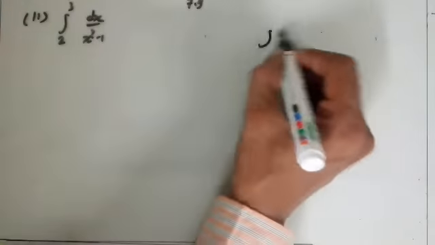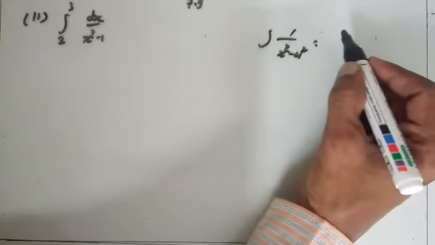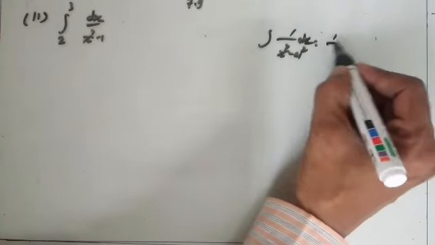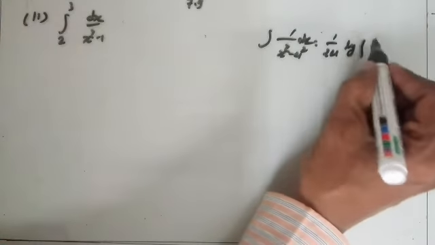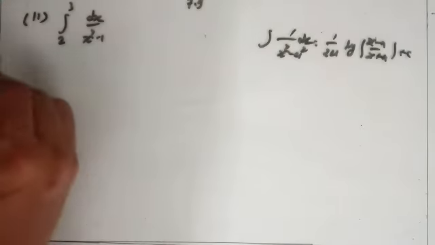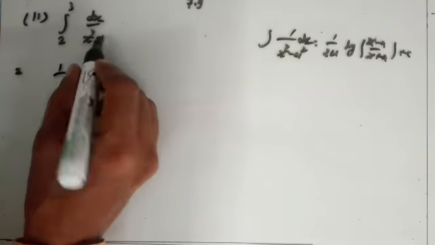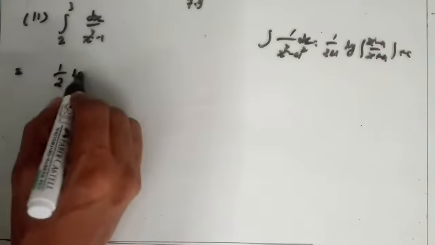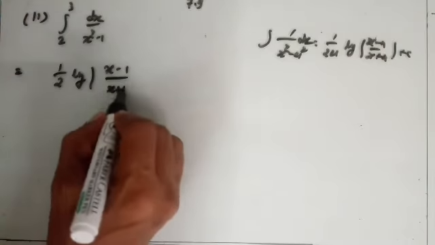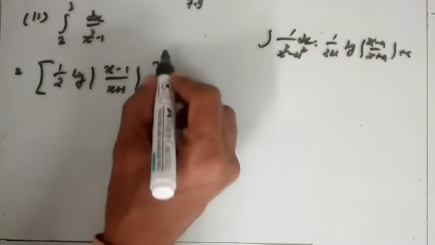We know the integration of 1 upon x square minus a square. Think, what is the integration of 1 upon x square minus a square? You know that it is 1 upon 2a log mod x minus a upon x plus a plus c. So the integration of this is 1 upon 2a, where a is equal to 1. So it is 1 upon 2 log mod x minus 1 upon x plus 1. Clear? And apply its limit 2 to 3.